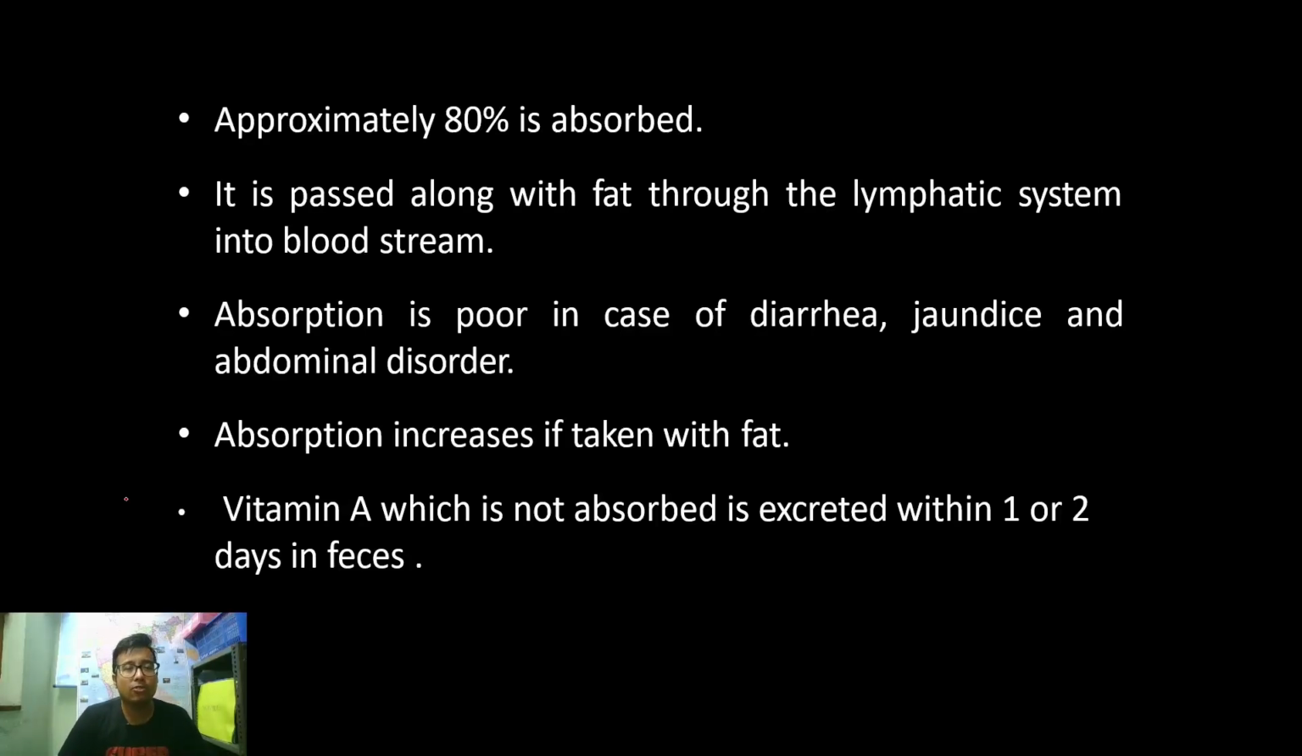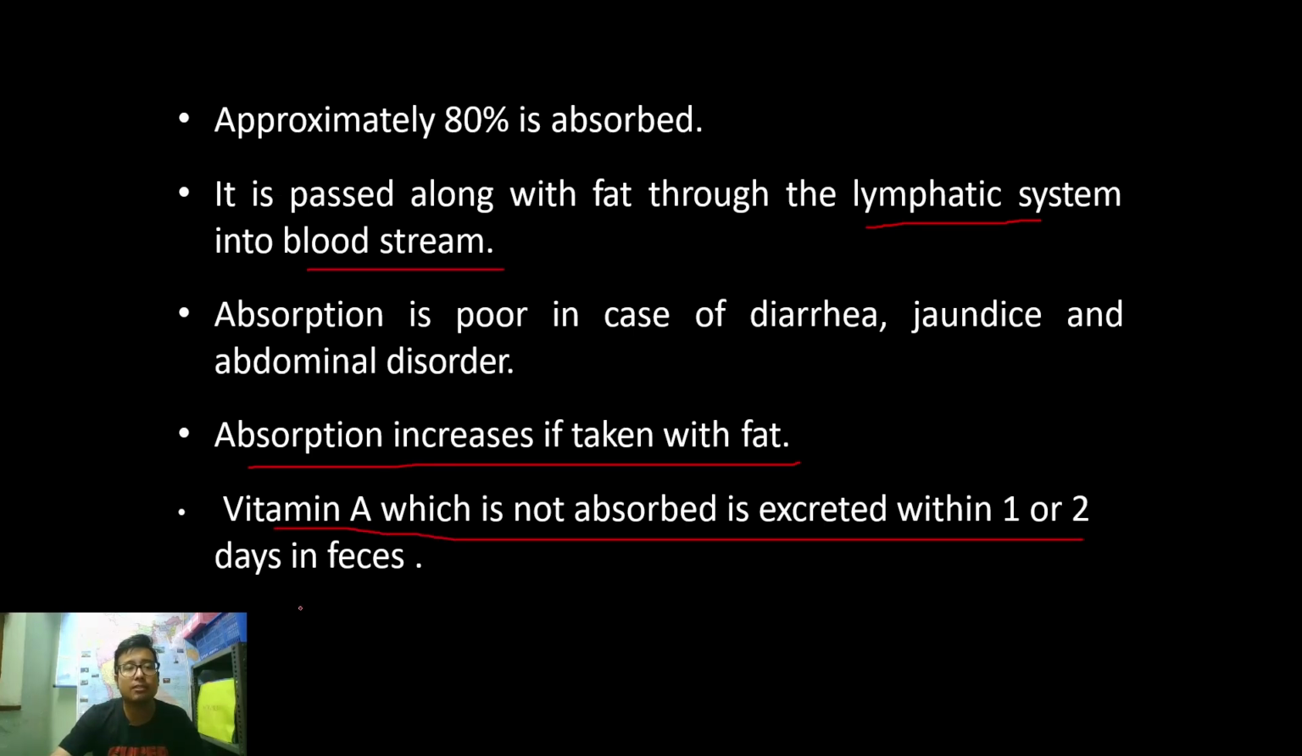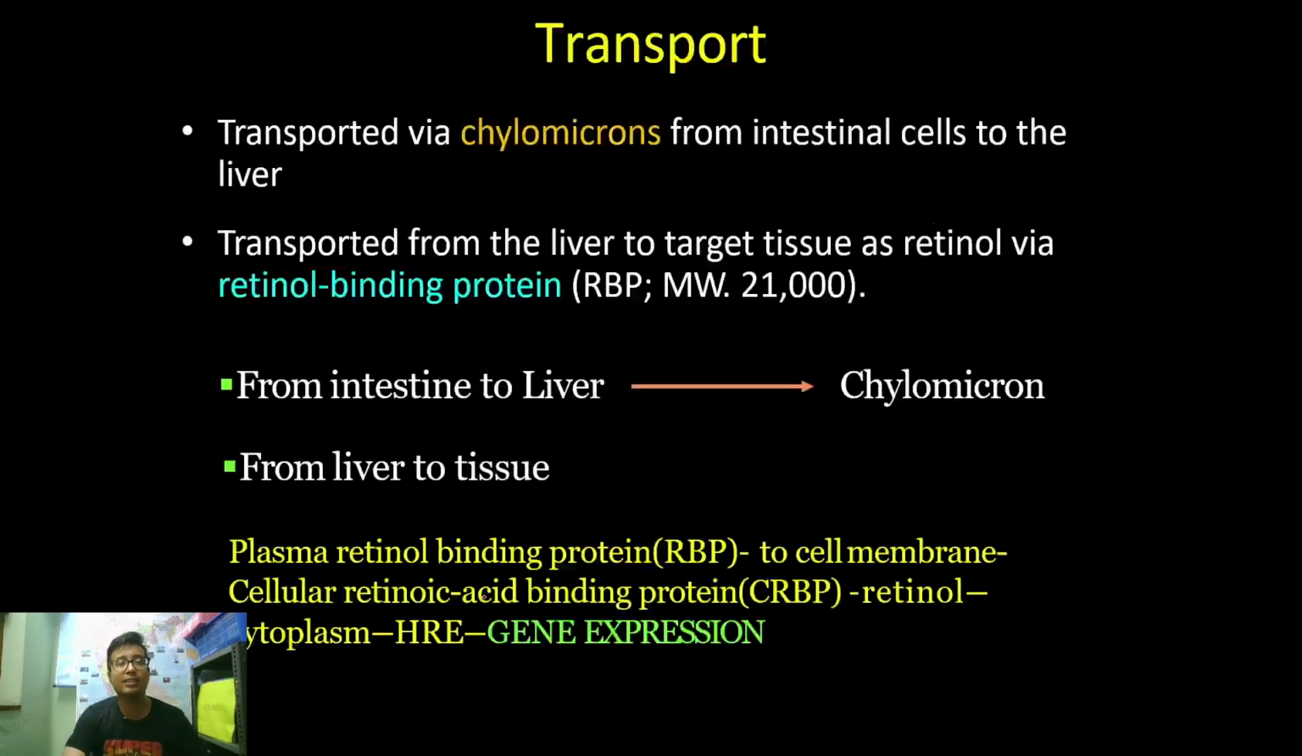One thing that you need to know is that all the fat soluble vitamins are absorbed through the lymphatic system. You already know what the lymphatic system is from your anatomy knowledge. Via the lymphatic system they are drained into the bloodstream. Now if there is a problem in the abdomen, for example in case of diarrhea or jaundice, since all of them are fat soluble vitamins, they are absorbed with bile acids. So those problems will lead to poor absorption. Absorption increases if taken with fat. Why? Because fat is the carrier medium and the solvent for these vitamins. Vitamin A which is not absorbed is excreted within 1 to 2 days in the feces. This is important. Excess vitamin A may not be absorbed if it is too much, and will be excreted in feces in a couple of days.